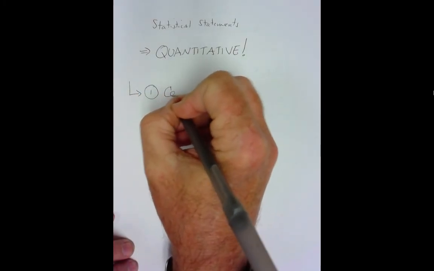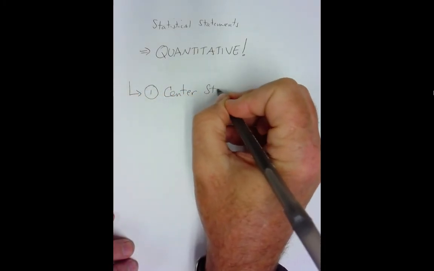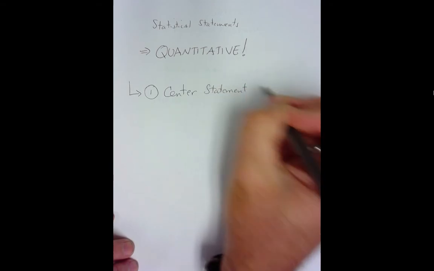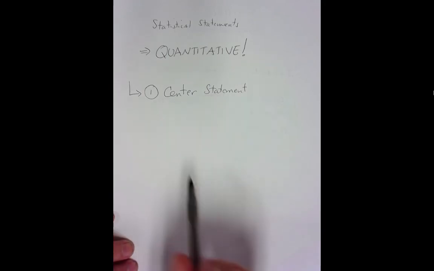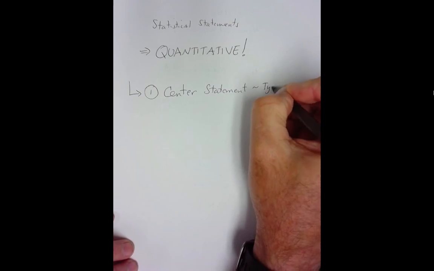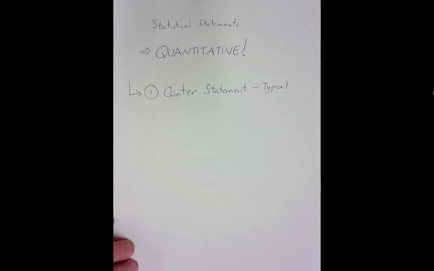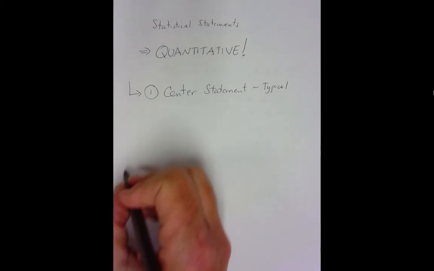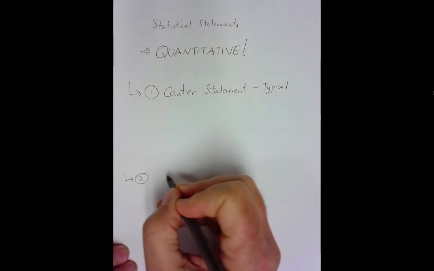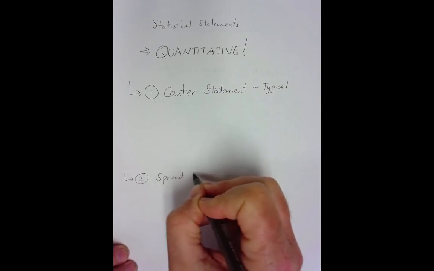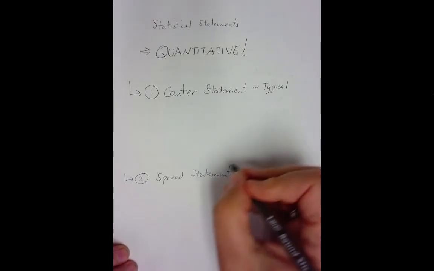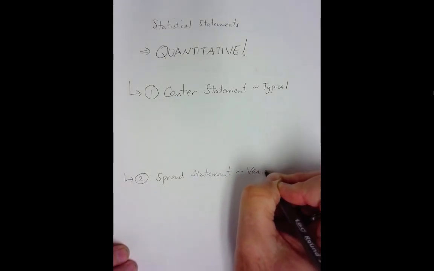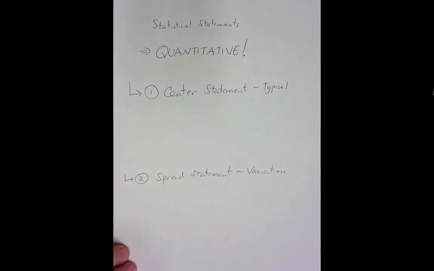But anyway, guys, there are two statements we want to be able to make. The first is a center statement. We want to make a statement about the center of our data set, which typically represents a typical score. Another statement we want to make is a spread statement. A spread statement taps into the variation that we have in our data set.